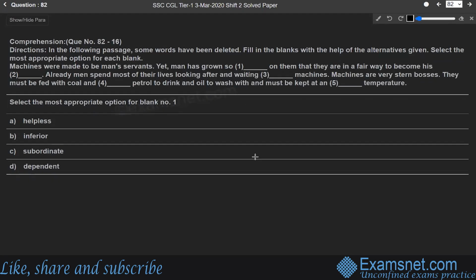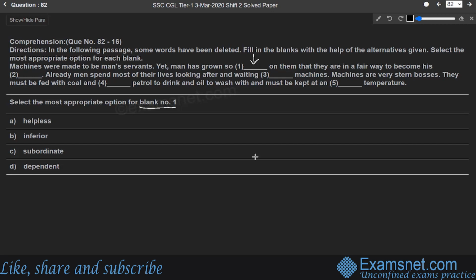Next question has the directions, which is: in the following passage, some words have been deleted. Fill in the blanks with the help of the alternatives given. Select the most appropriate option for each blank. So there are 5 different blanks as you can see here in the given passage. We have to select the most appropriate words for each and every blank. So for the first part of this question, which is question number 82, we have to select the most appropriate option for blank number 1. So blank number 1 is present here.